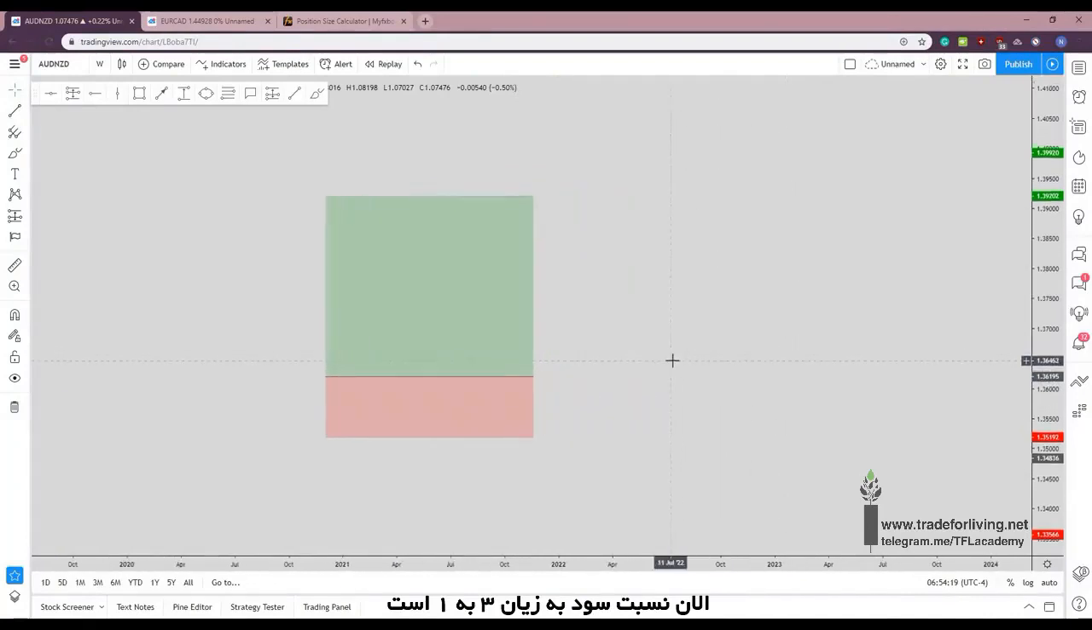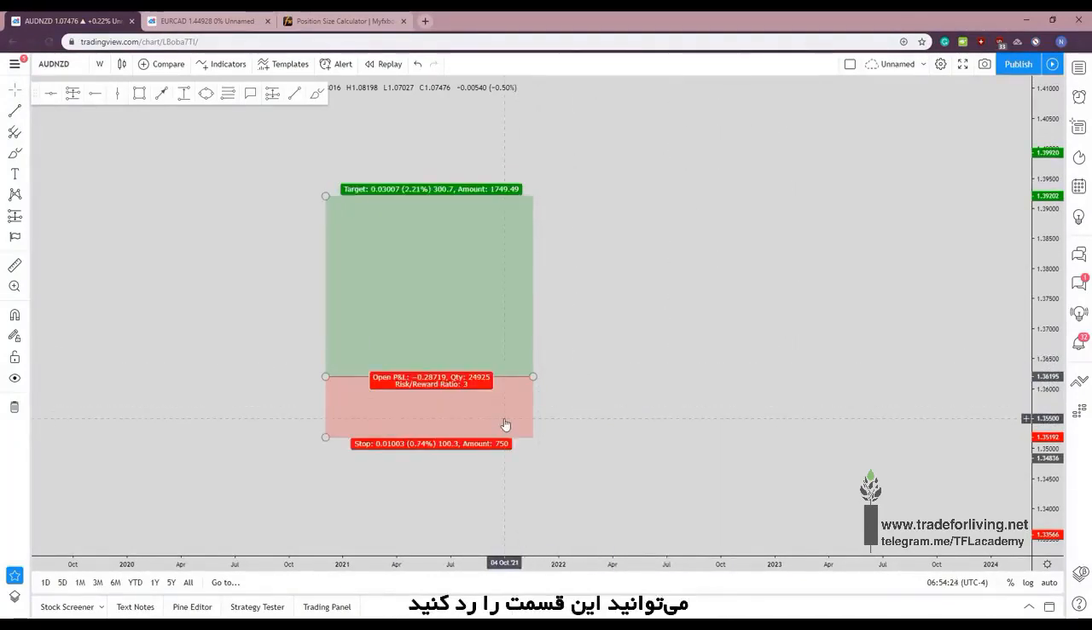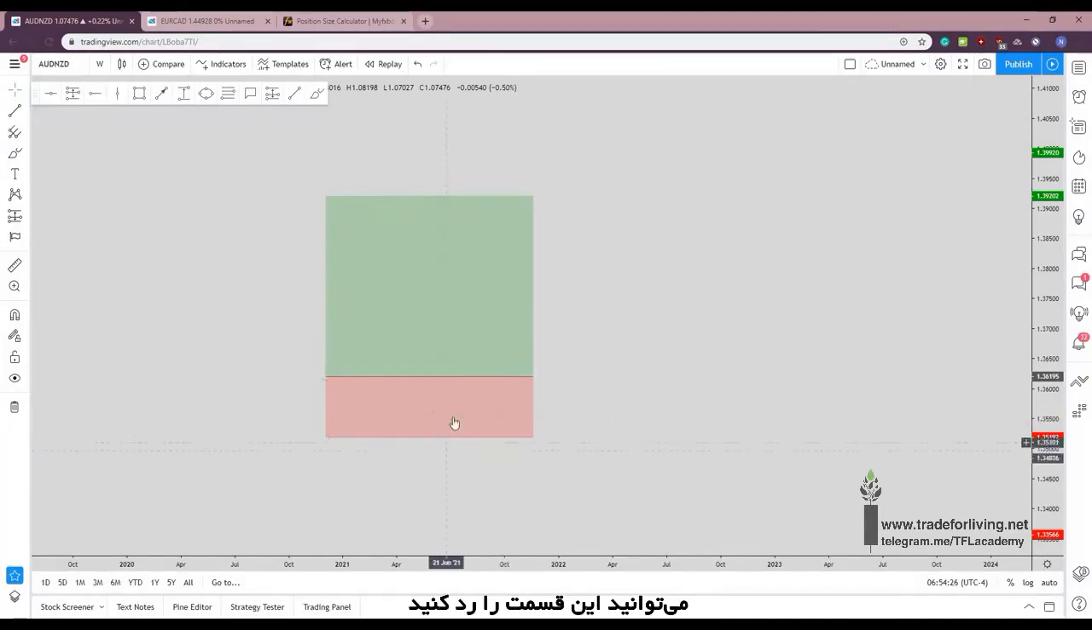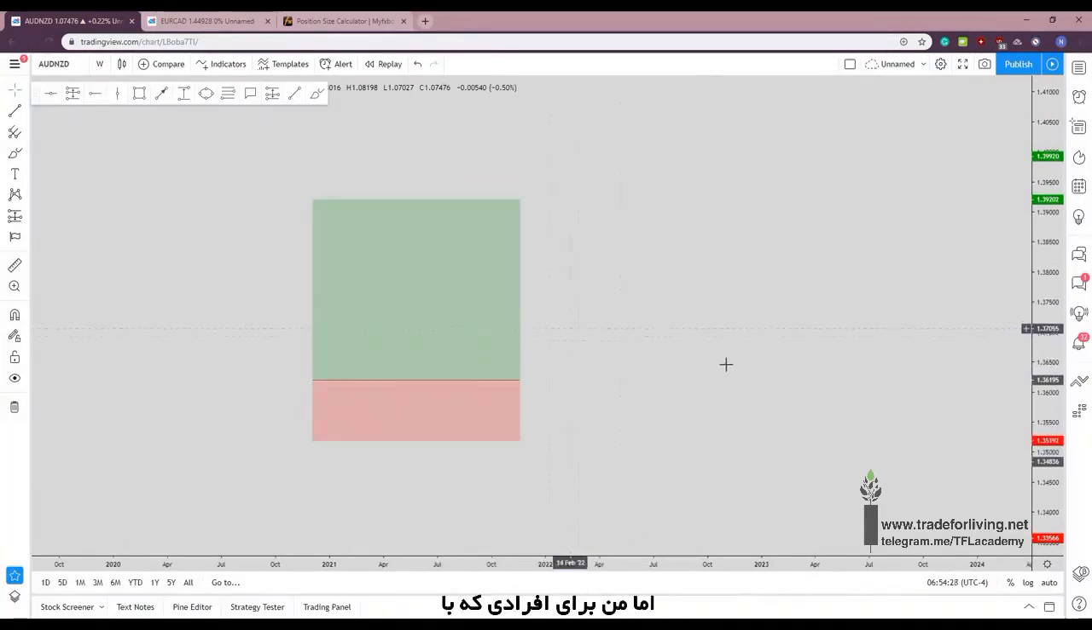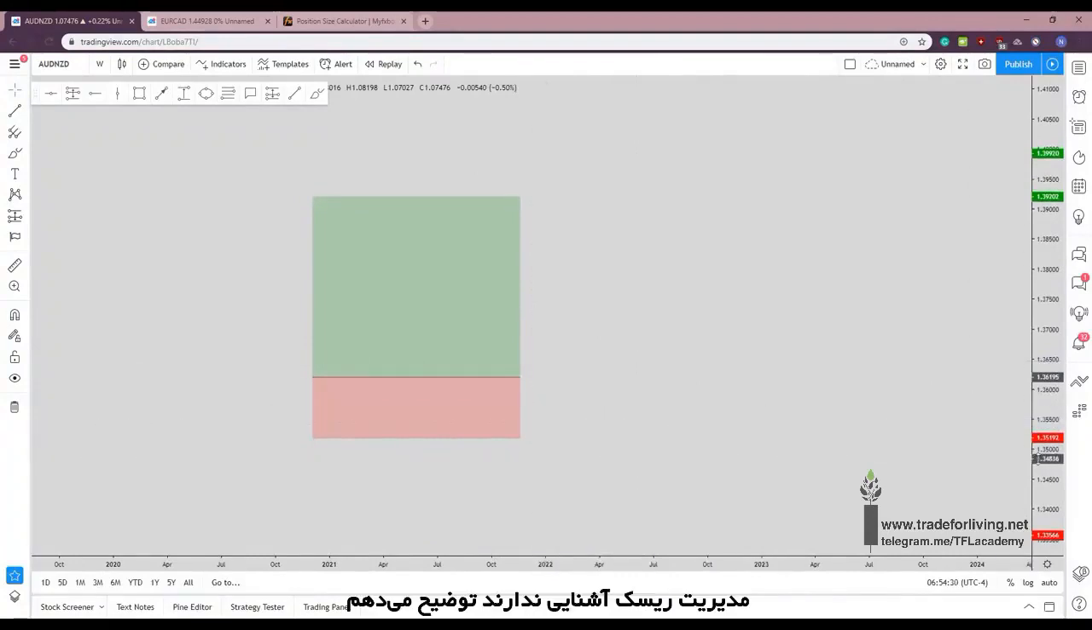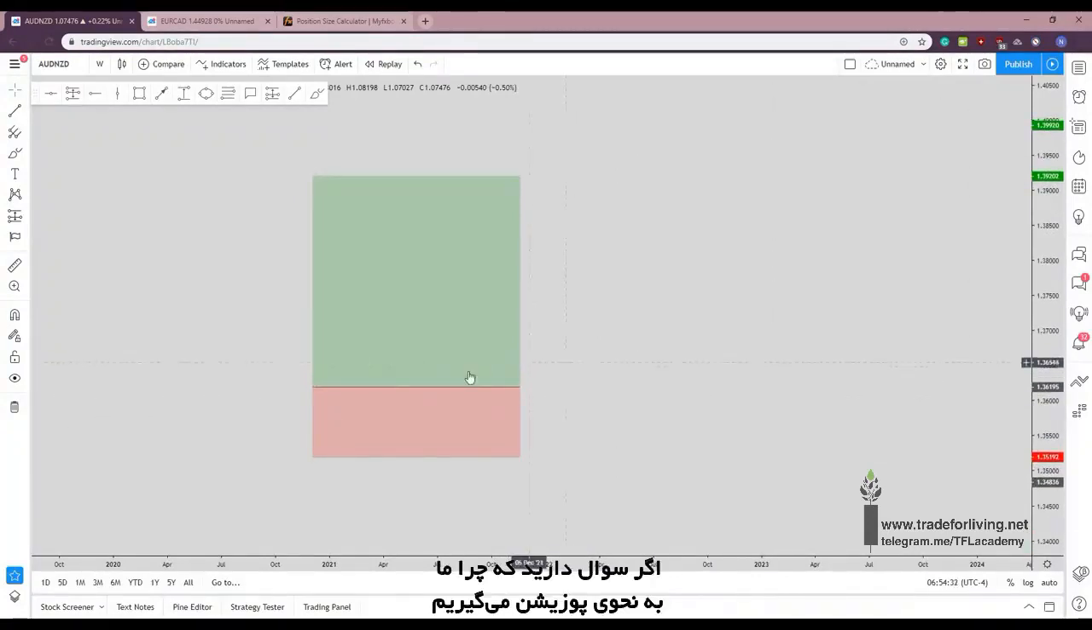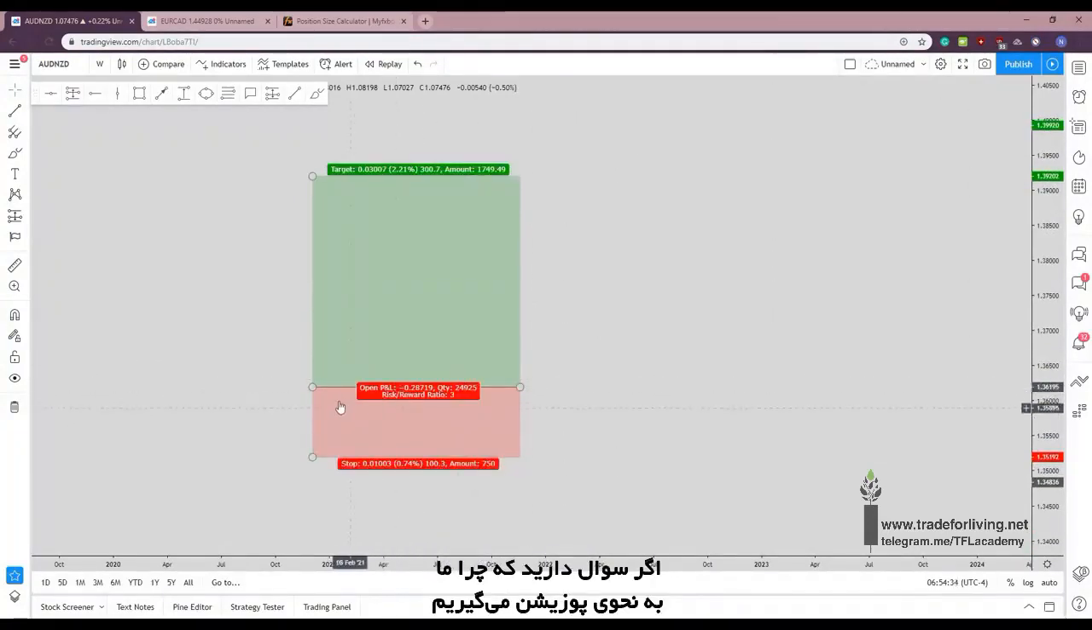Now why do we want to position ourselves in this situation? If you already know the answer, you can just skip this part, but I will say it for people that are not familiar with risk management and risk to reward. Why do we want to position ourselves in the market in order to have at least a 1 to 3 risk to reward?